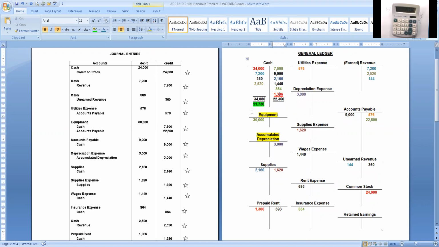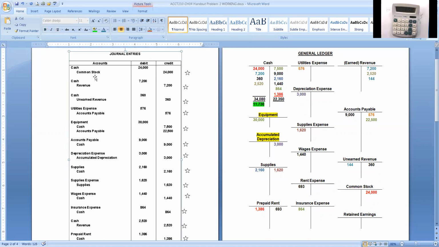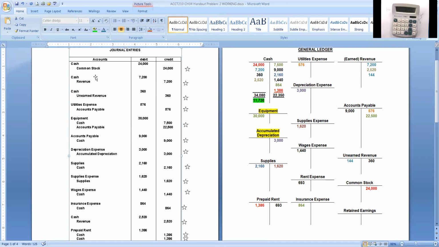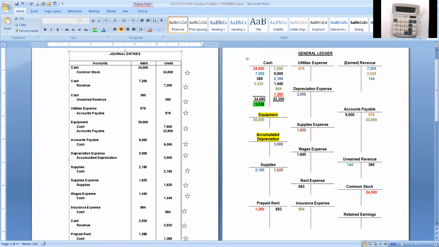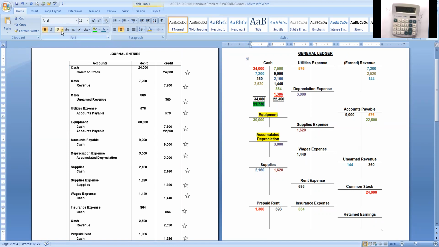Okay, now here's the thing, and here's why we're doing this. Looking at the first page, you would be hard pressed to find how much cash you have. Looking through all these journal entries, you really don't know. But over here, you can figure it out. So we have $11,730 in cash.